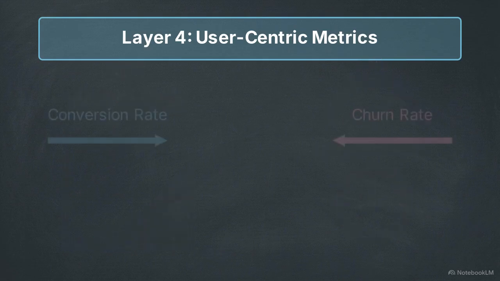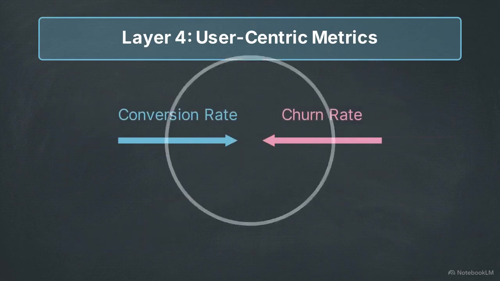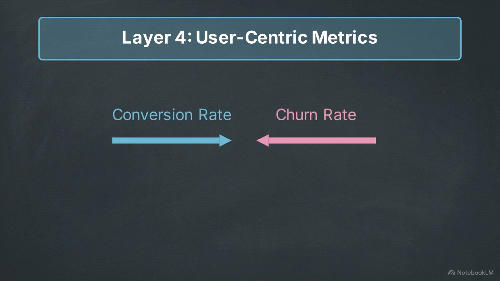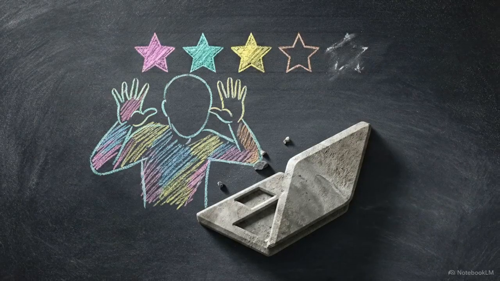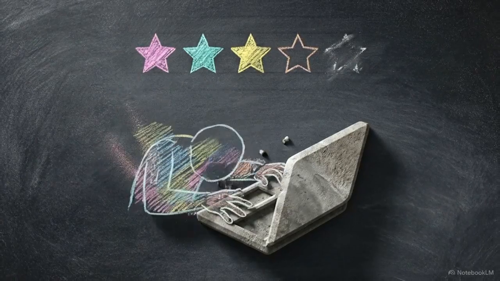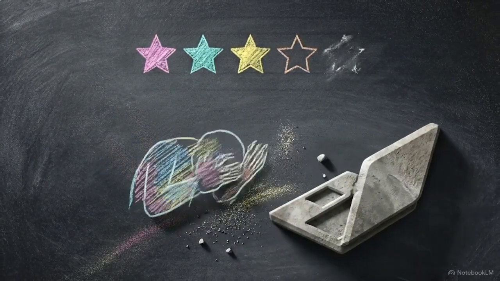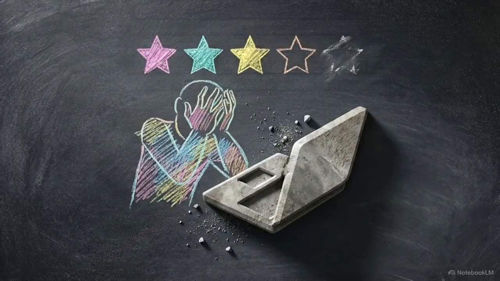Ultimately, this layer tests value by tracking 2 opposing forces, the customer conversion rate against the customer churn rate after their initial experience. If the underlying model is mathematically sound, fast, and safe, but fails to retain users once they try it, your product strategy has failed.